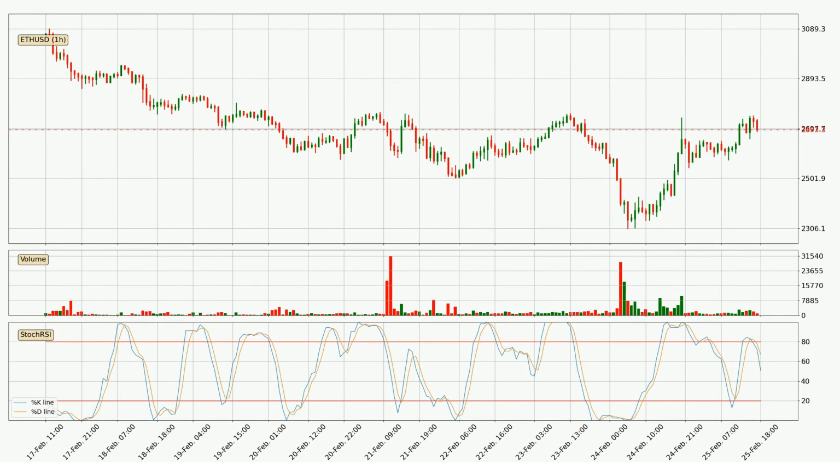Moving to the hourly stochastic RSI, there are no signs of the stochastic RSI being oversold or overbought at this time, but the %K line is below the %D line, which means the current trend is on the downside.